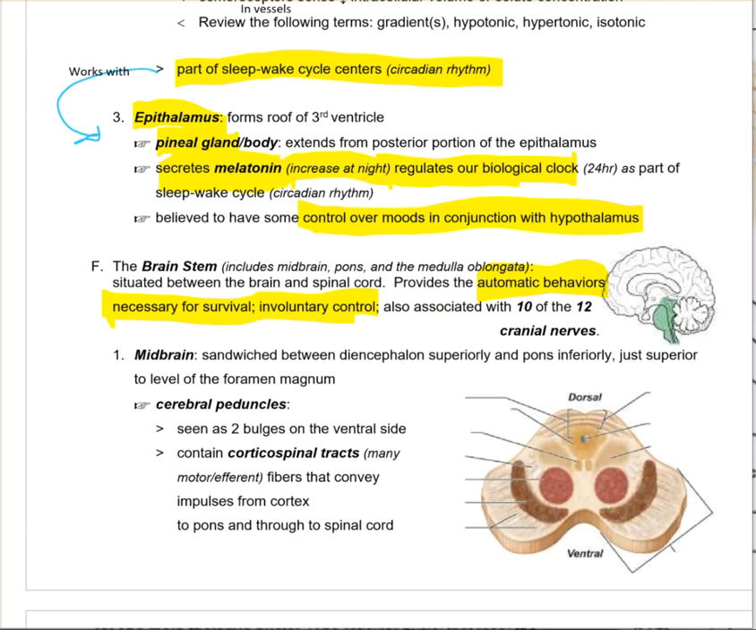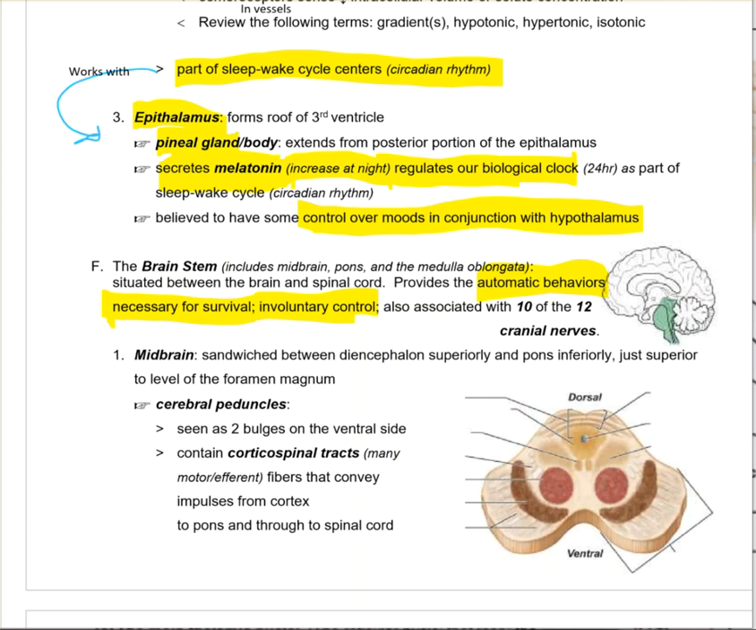And that's great because a lot of these things are like breathing and controlling heart rate, where you don't want to think about those things. You just want to have them happen. Now, 10 of the 12 cranial nerves come out of this area. You need to know all 12 cranial nerves' name, number, and their function for both lecture exams and lab exams. And we're going to start talking about those just in a couple minutes, and we'll go through them. Okay? So the first one is the midbrain, and this is the topmost one.